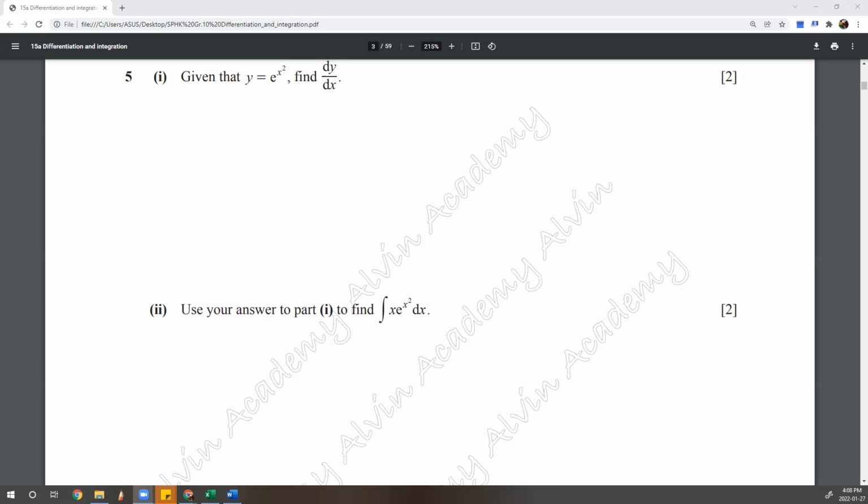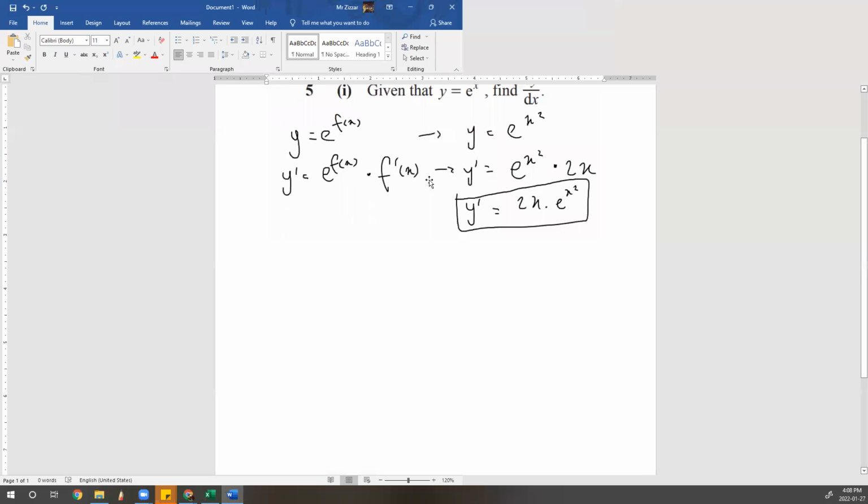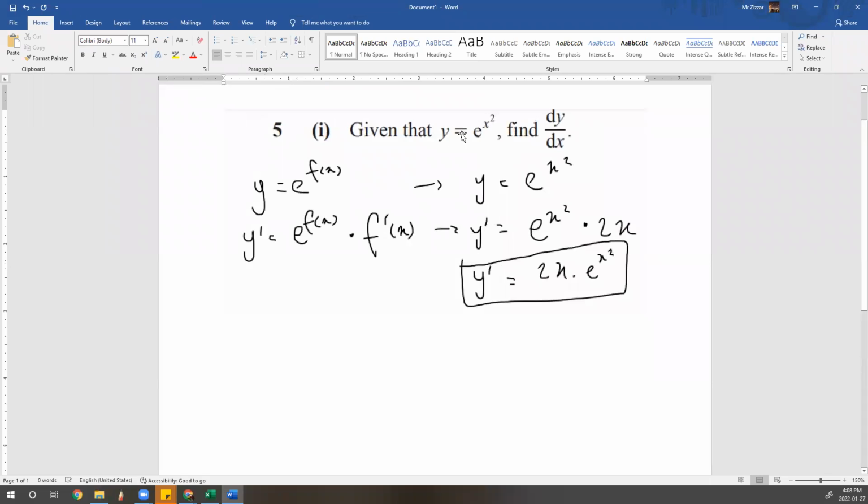Okay, nice. So we just discussed number 5. Number 5 is like this. I will repeat one more time. Given that y equals e power x squared, find dy dx. What you have to do is use the formula. This is the basic formula on the left side, and on the right side is the question.